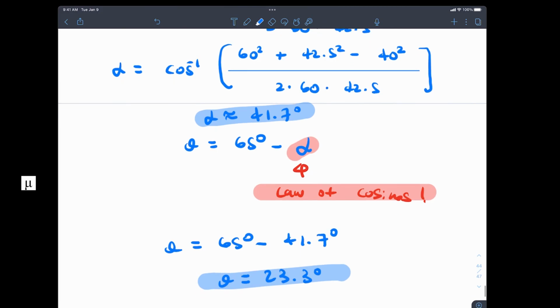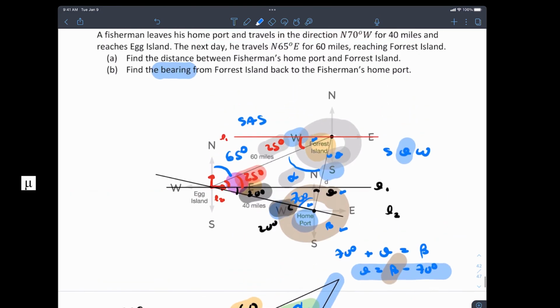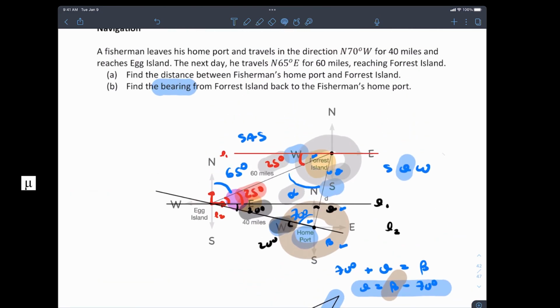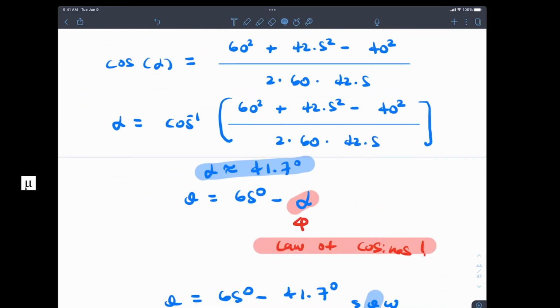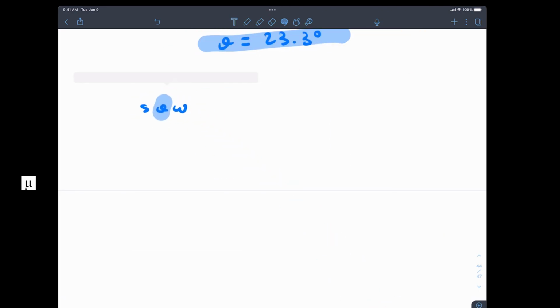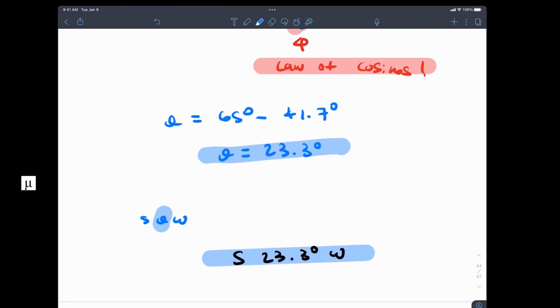However, what would you say you really do? What's the real heading? What's the real answer? South what? I think it's southwest. Is that right? So here's your final answer. South, 23.3 degrees West. If you travel with this heading and bearing, right, you will get home.